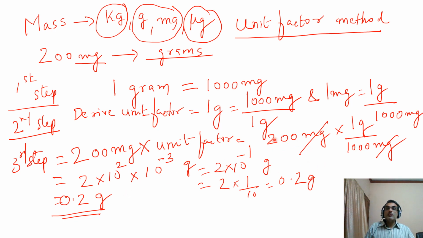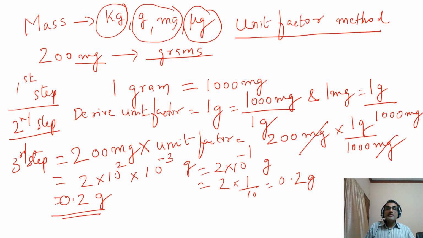So that comes out to be 2 into 10 to the power of 2. 200, I'll put it as 2 into 10 to the power of 2. 10 raised to 3, when it comes to the top, I'll put it as 10 raised to minus 3. 10 raised to 2 into 10 raised to minus 3 is 10 raised to minus 1. So 2 into 10 raised to minus 1, or 2 into 1 by 10, that's equal to 0.2 grams. So 200 milligrams is 0.2 grams.